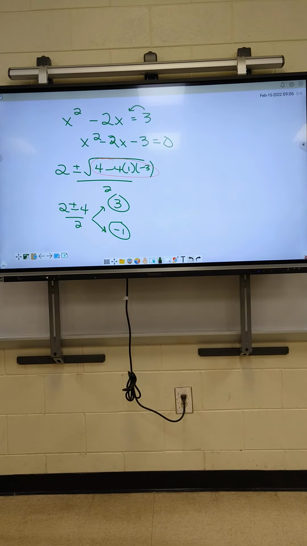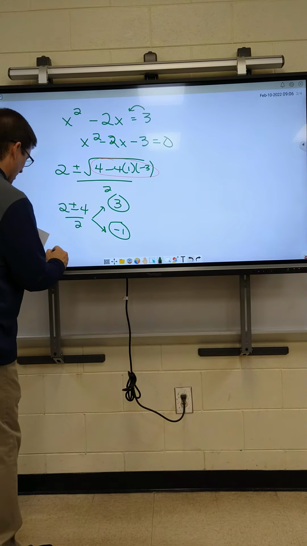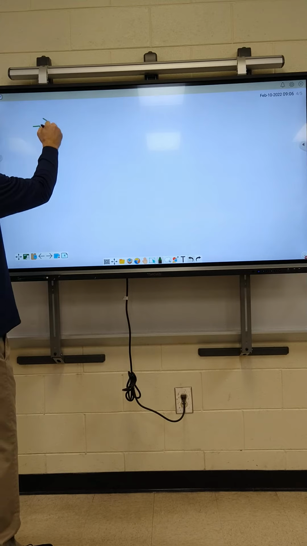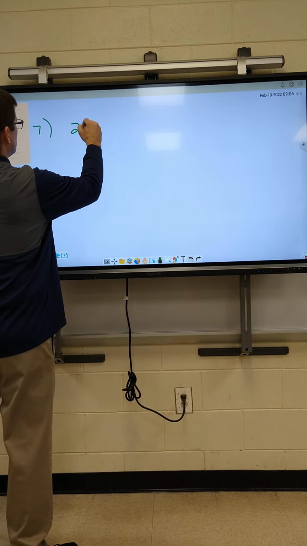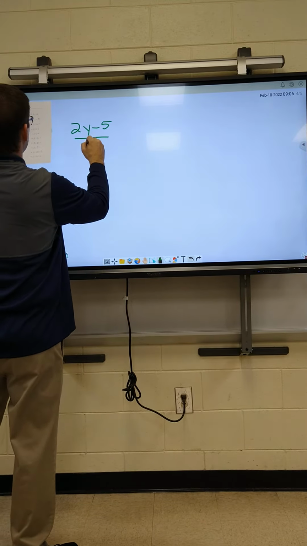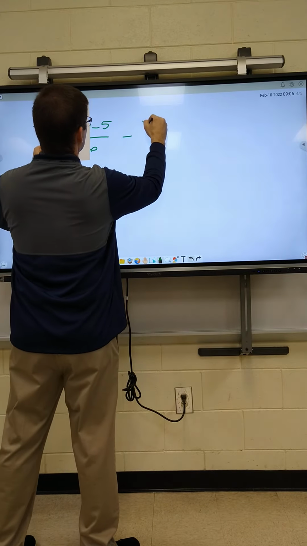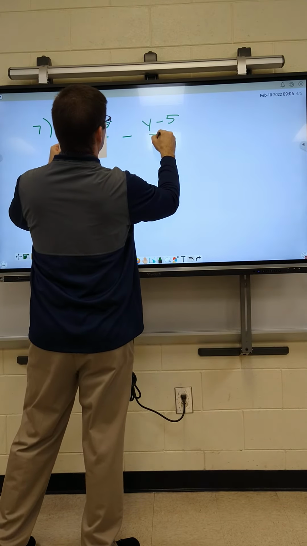All right, we're going to do one like Allison was asking about. She says, what do you do when the numbers won't divide into the biggest number? I found one. Number 7 is like that. So we're going to go to 7. (2y minus 5) over 6 minus (y minus 5) over 4.